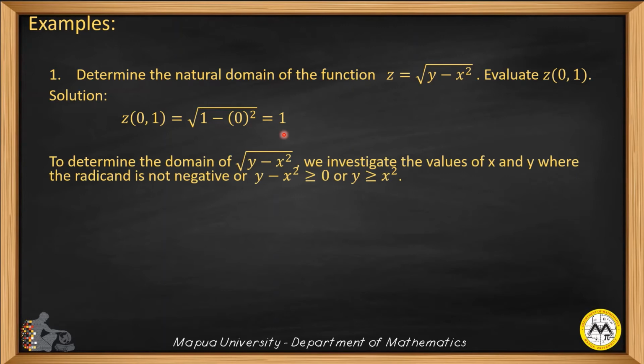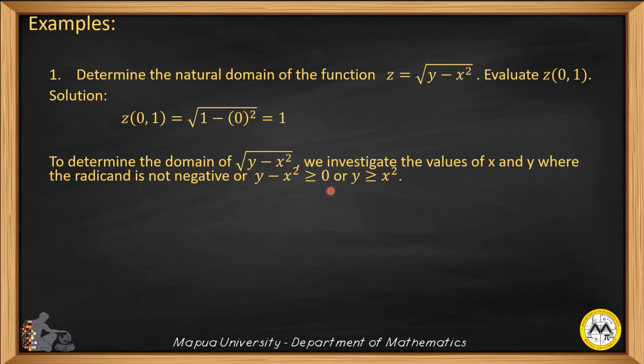Now, as to what the natural domain of the said function is, we investigate now what values of x and y would render the radicand not negative. Because if z is to be with real value, it should be that the radicand of this square root function should never be negative. It can be 0 or something positive. Hence, we investigate what the values of x and y would be so that the radicand y minus x squared is greater or equal to 0.